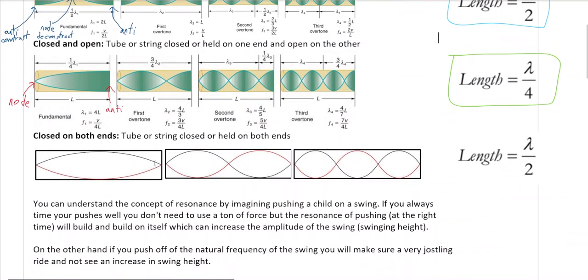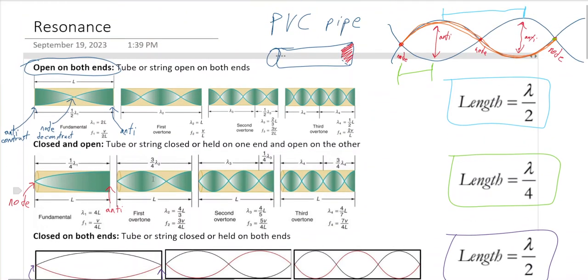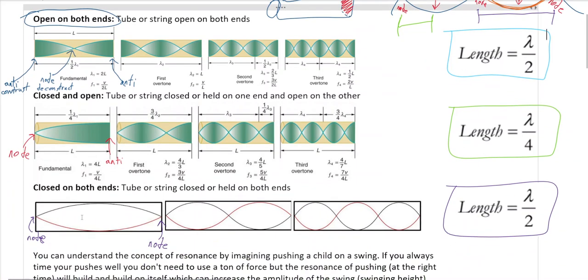And then the weirdest one, the one you wouldn't really imagine with a tube, but perhaps works in another situation like holding a string on both ends, would have a node on both ends. So a node over here and a node over here, node to node, and again that's half of a wavelength. So the length of the tube is half a wavelength in the purple situation for the fundamental frequency, then a quarter of a wavelength for closed and open, and then half again for open on both ends.